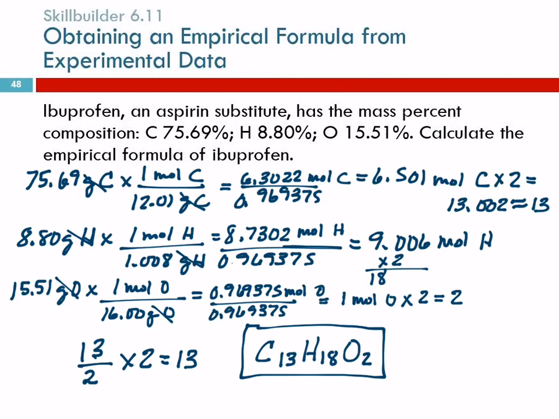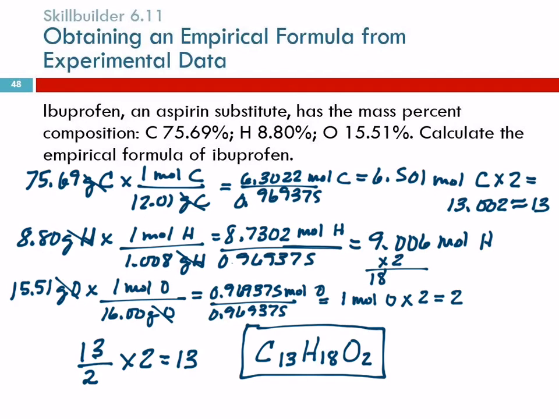Because this is the ratio. It's 6.3022 to 8.7302 to 0.969375. But that makes a really messy formula. This is our technique to convert those into whole numbers. What if you multiply it by a factor and you make one of them a whole number, but then you mess up another one? Will there ever be a case like that?